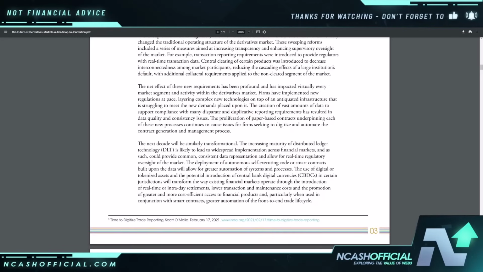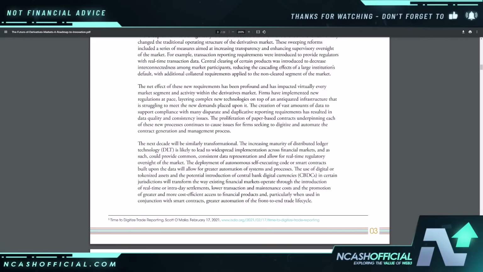Now we have the net effect of these new requirements has been profound and had impacted virtually every market segment and activity within the derivatives market. Firms have implemented new regulations at pace, layering complex new technologies on top of an antiquated infrastructure that is struggling to meet the new demands placed upon it. So even though we are starting to see these new technologies, and you could even throw Swift GPI into that mix, it's still on top of an antiquated infrastructure. The infrastructure itself needs to fully change. We need to upgrade the infrastructure.